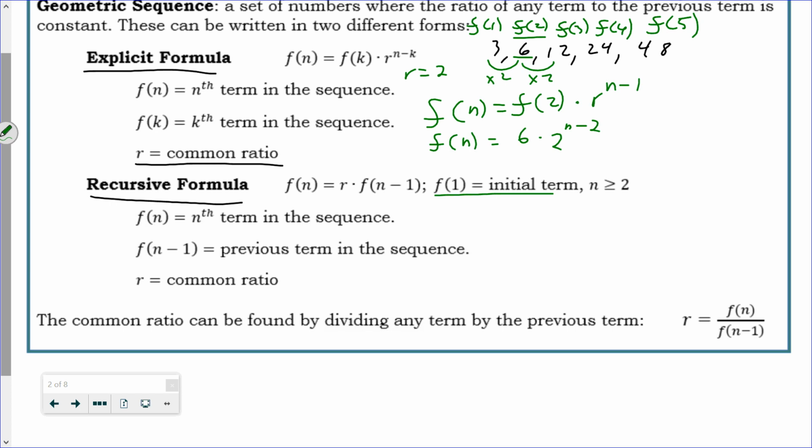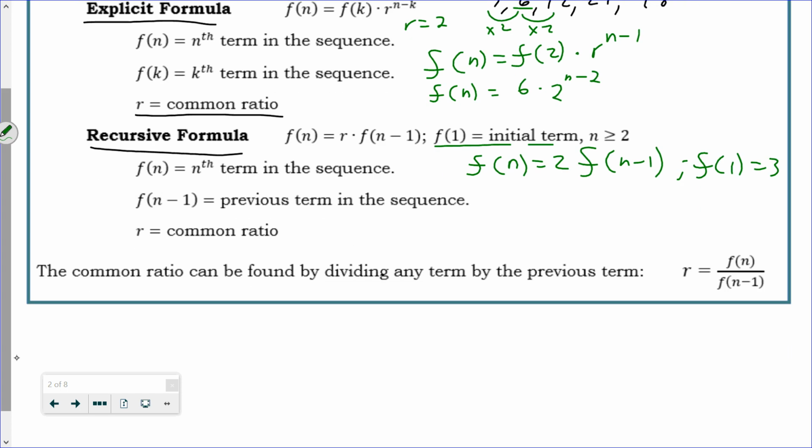So if I use that same sequence you just saw, the 3, 6, 12, 24, 48, in this case, f of n, where n can be any number that I want, will equal r, which we said is 2, times f of n minus 1, which I don't know what it is, depends on what n is going to be, given f of 1 is 3. And that's really all it is. Well, what f of n minus 1 will be will change depending on what you're trying to find.